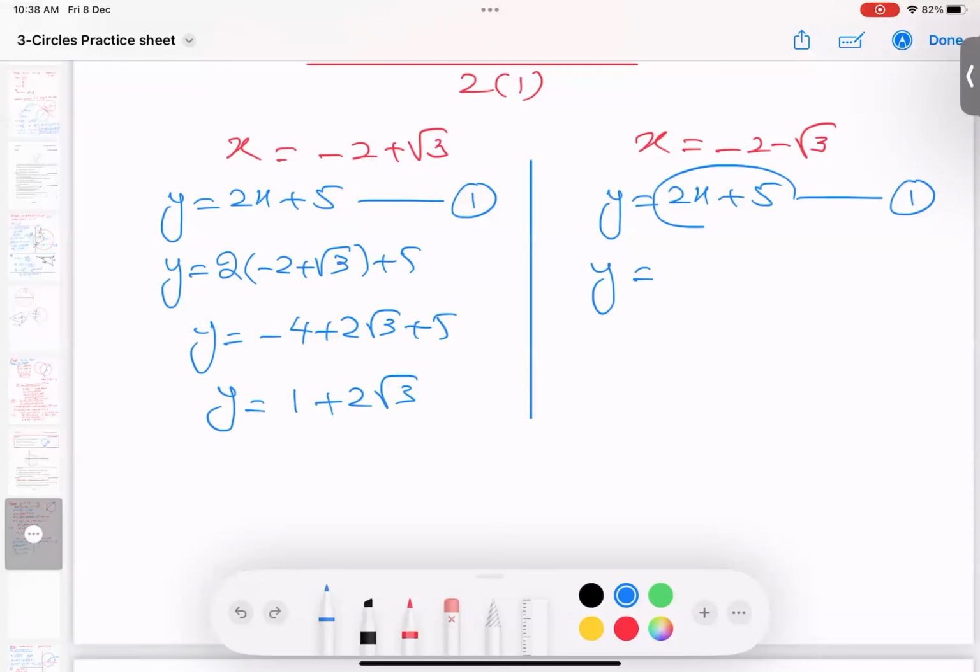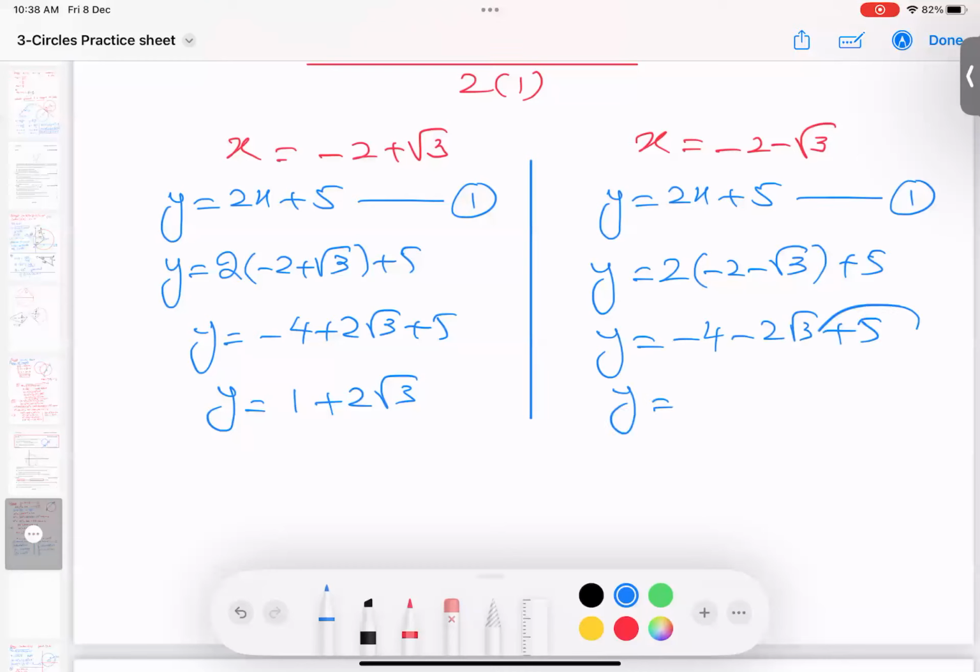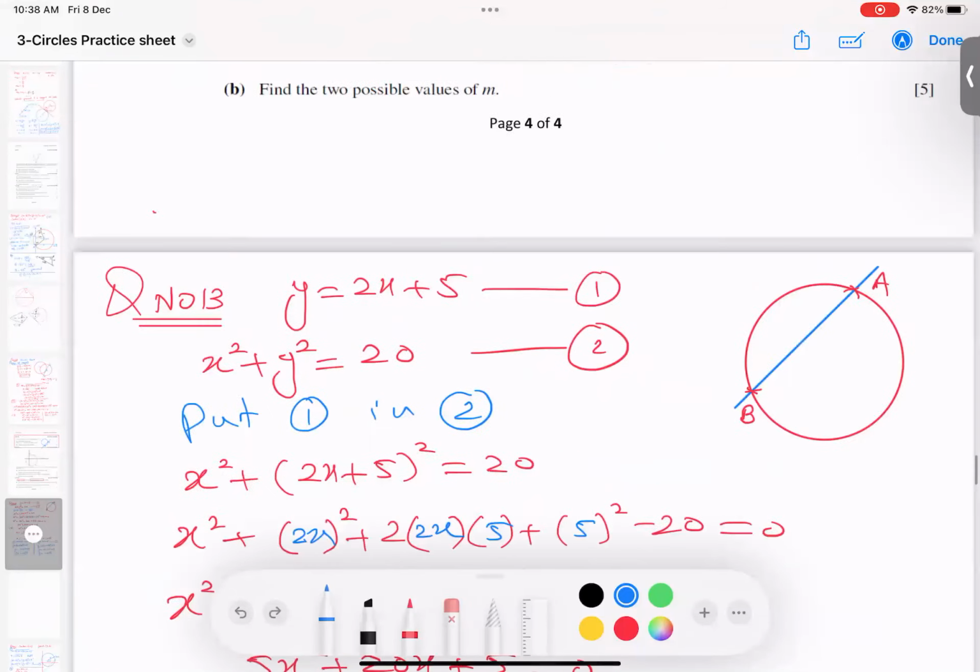Make sure this value will go, sorry, this value will come in the place of x. So 2 times (negative 2 minus root 3) plus 5. A lot of attention and patience is required here. So what answer am I getting? 5 and minus 4 give us 1, so 1 minus 2 root 3. So I got the x and y coordinates. Now this is the x coordinate, this is the y coordinate. So did he ask us to find the coordinates?